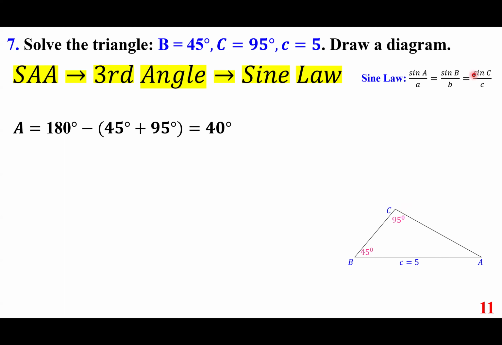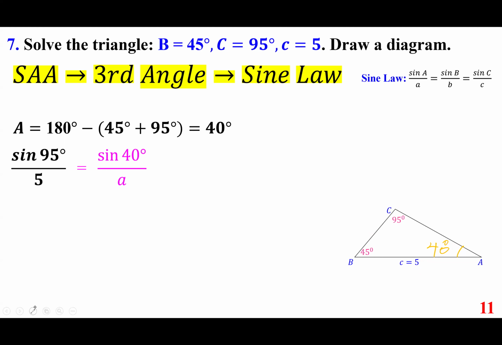And we write the sine law, sine A over a. So this is 40 degrees. Sine A over a, sine B over b, sine C over c. So we have the following. Sine of 95 over c. The reason we use this is because c is the only side which is known. Sine of 40 over a.